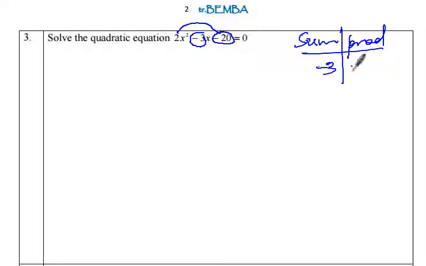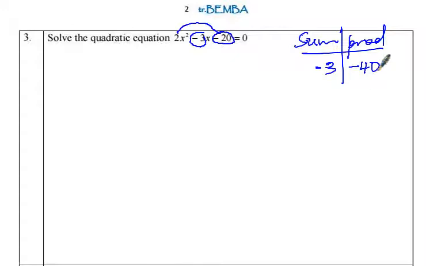I have negative 40. Okay, two numbers so that when I multiply, I get negative 40. And when I add, I get negative 3. This is a negative 3 right here. Let me make that look better. We have a negative 3 here as our sum from this.